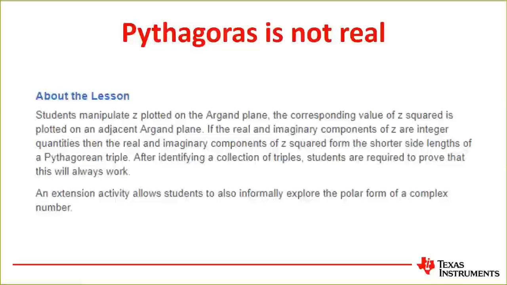About the lesson, what students are asked to do in this exploratory activity is to manipulate a point represented by a complex number on the Argand plane, to look at the corresponding value of z squared, which is also plotted on an adjacent Argand plane. If the real and imaginary components of z are integer quantities, then the real and imaginary components of z squared form the shorter side lengths of a Pythagorean triple.